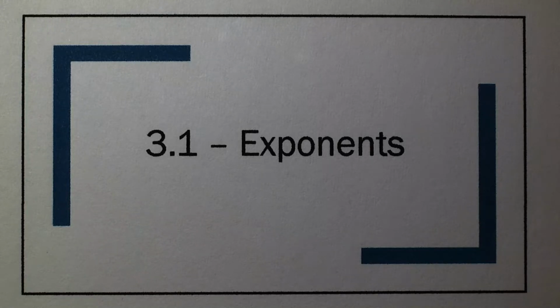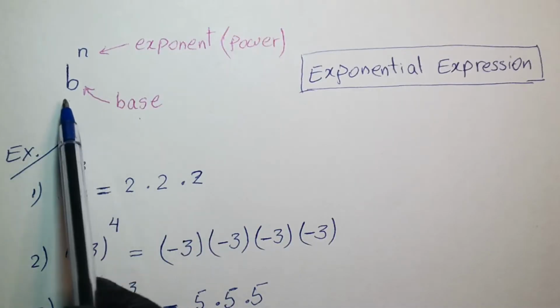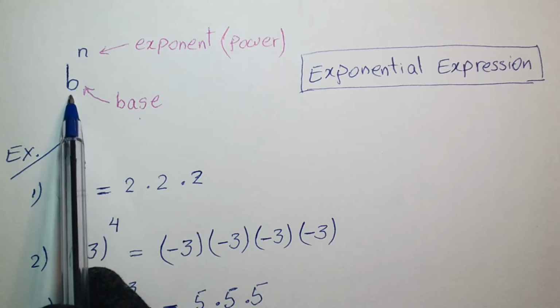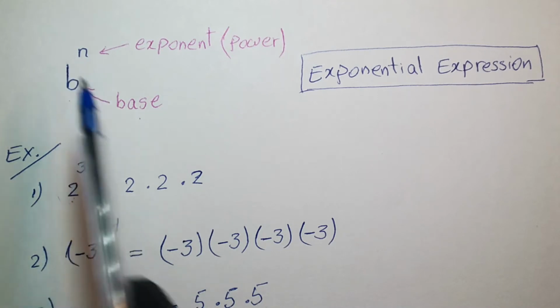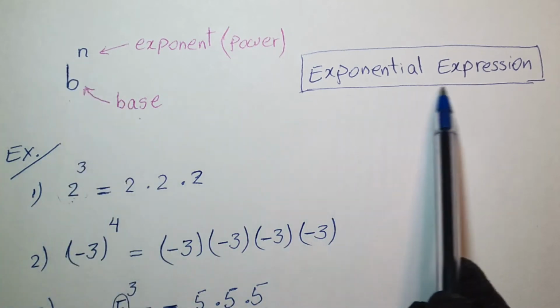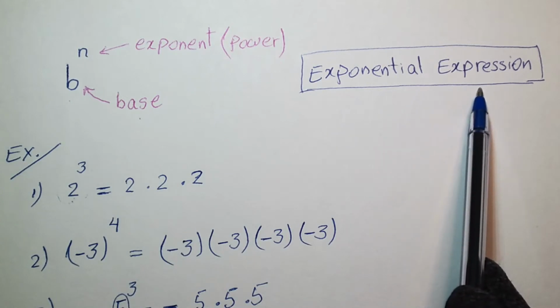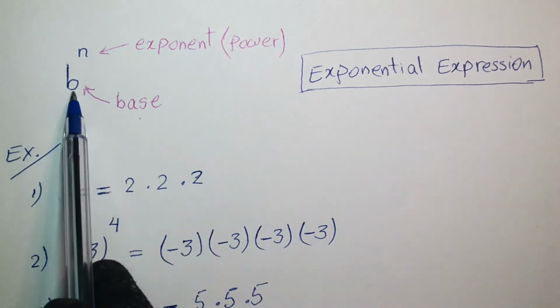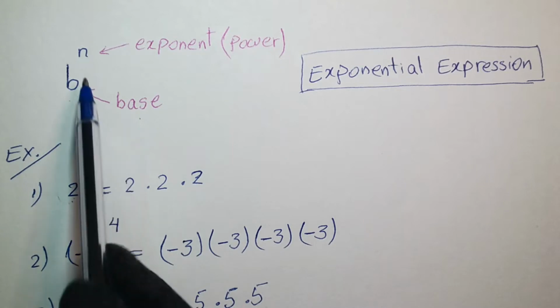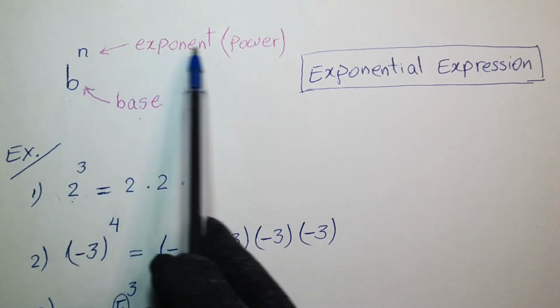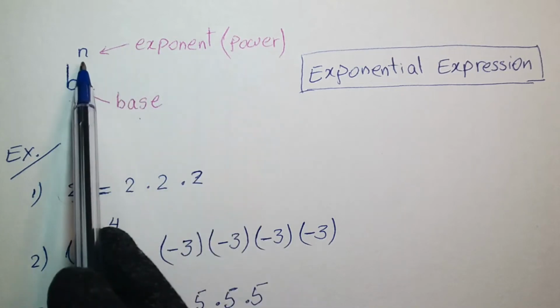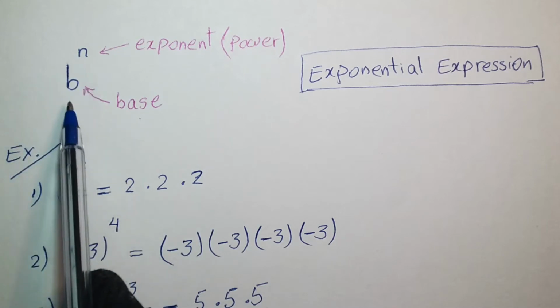This video covers section 3.1, Exponents. An expression in the form of b to the power of n is called an exponential expression. b is the base, n is the exponent or power. n is the number of times b multiplies by itself.